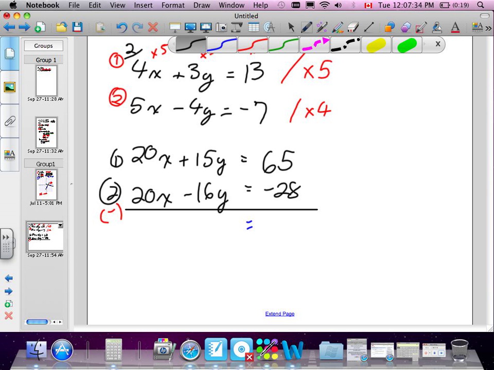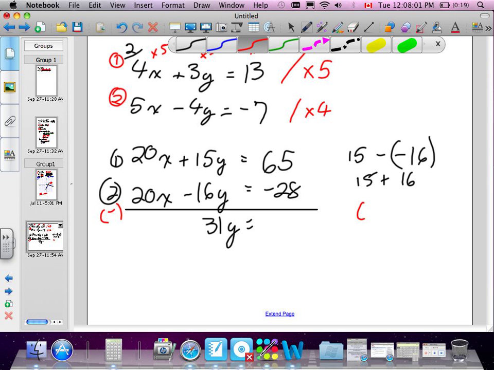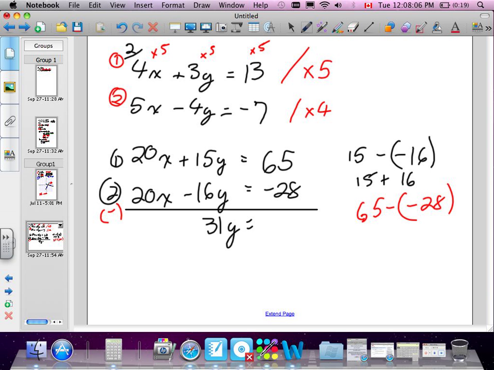Now, this is where many of you made your mistake. The next part of the question says, positive 15 subtract negative 16. So in other words, 15 subtract negative 16, which is also the same as writing 15 plus 16. 31y is what that equates to. And the other mistake many of you made, 65 subtract negative 28. That's the same as writing 65 plus 28.